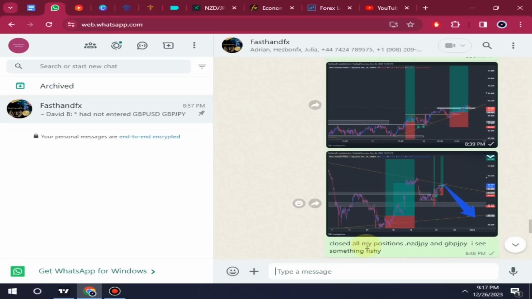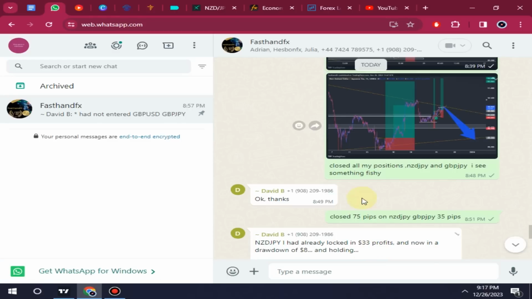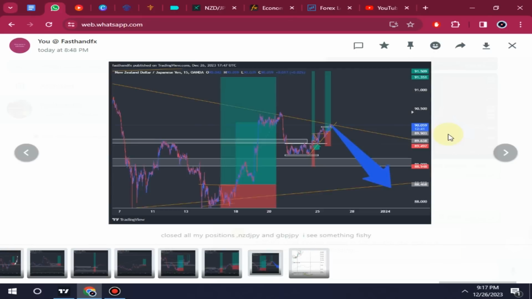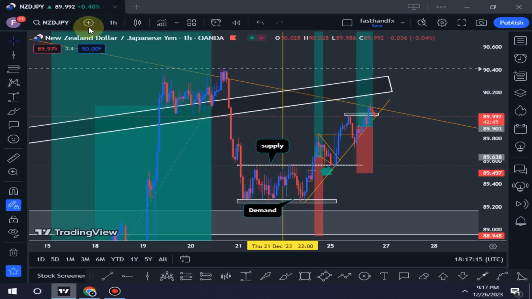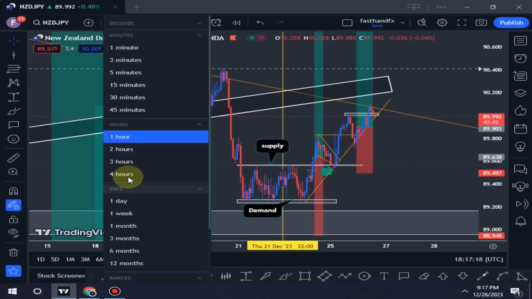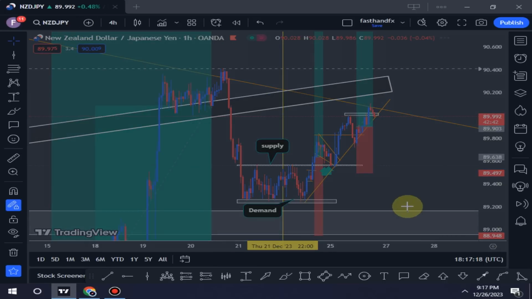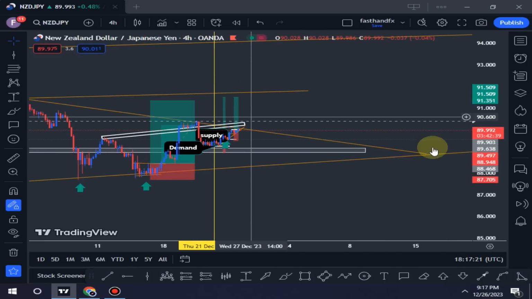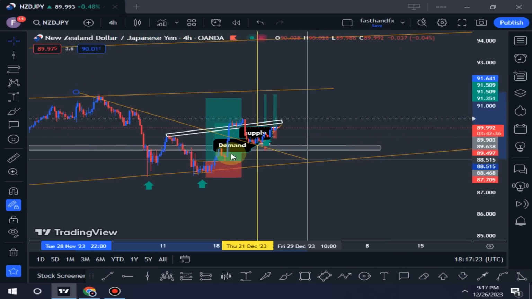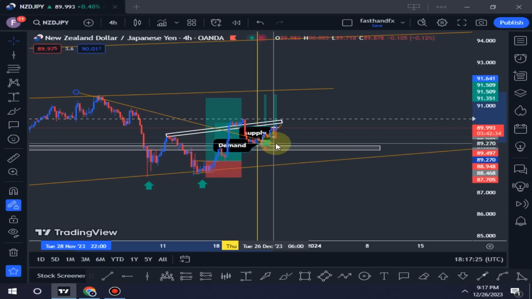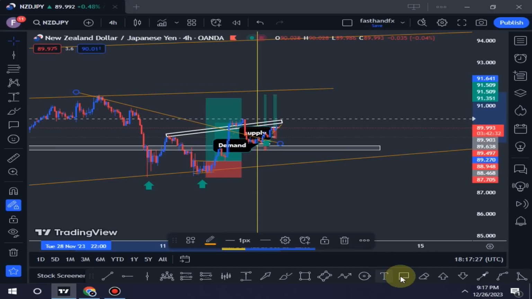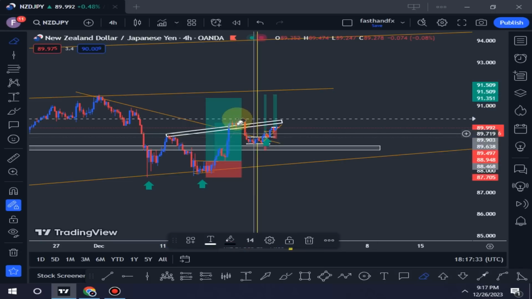I told my people some minutes ago, I've just said, yo, I've closed all my positions, NZDJPY, and GBP I see something fishy. So the market does communicate. I've just seen that this market wants to reverse. Initially my trend line, this one right here, did pass here. So I said, let me just try to delete some things. I don't want you to get confused, right?